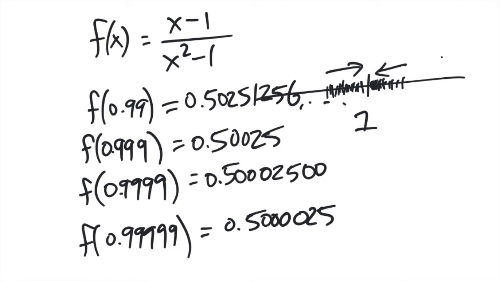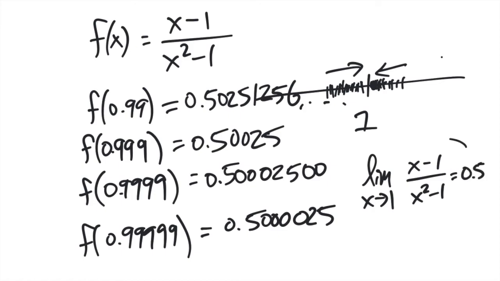And all that we're doing here, all that we're verifying, is that the limit as x goes to 1 of this function, even though 1 was not in the domain of this function, we can still find the limit, and this thing is equal to 0.5. Okay, so generally we can find limits by plugging in values closer and closer to that specific value that we're talking about.